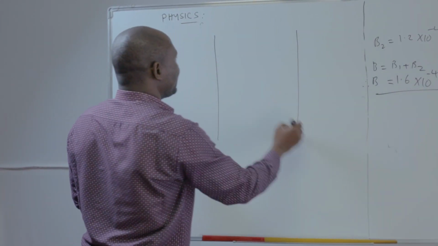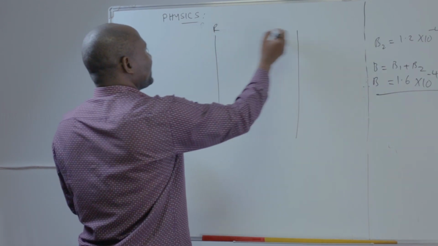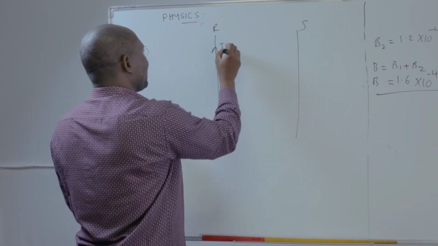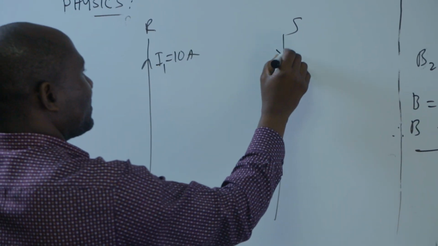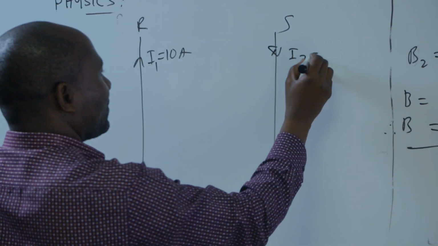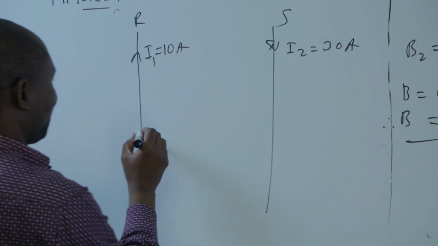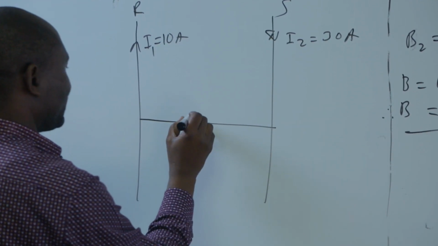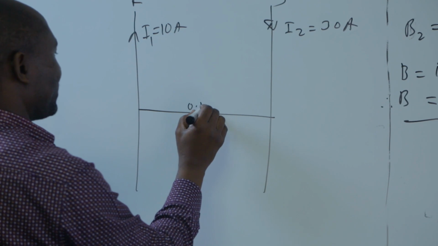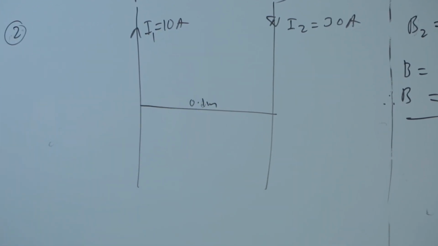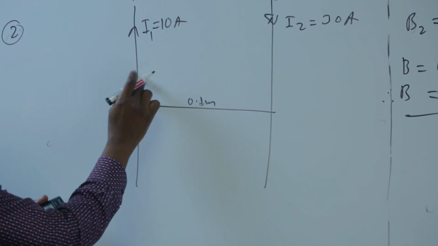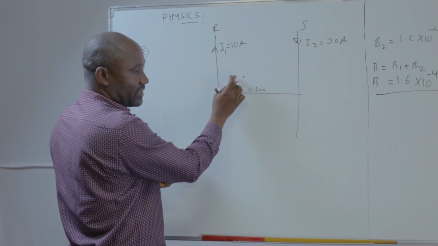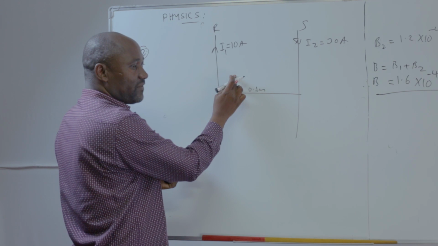Diagrams: this is S, this is R, S as usual, this is I1, this is I2, 30 ampere. The distance, as usual, 0.1 meter. Where is P, 0.05 from R? 0.05 from R may be here, let's check, and then 0.15 from S.